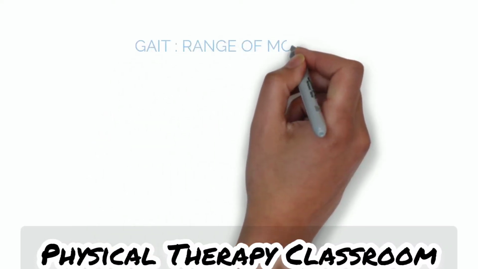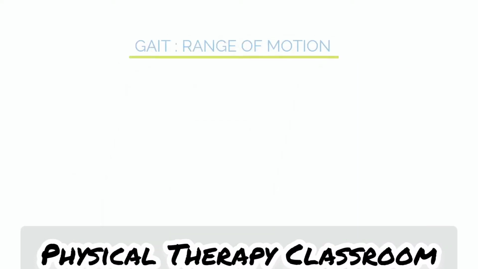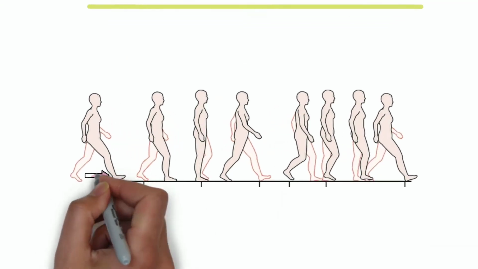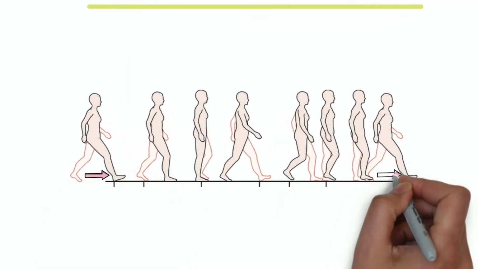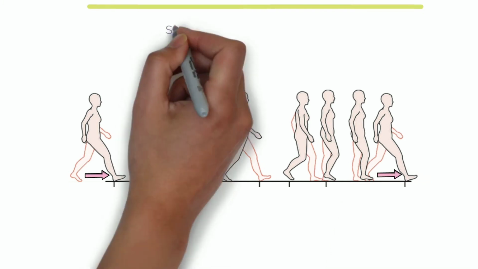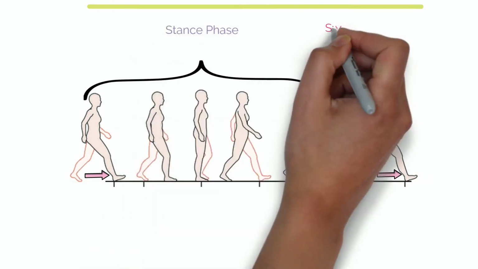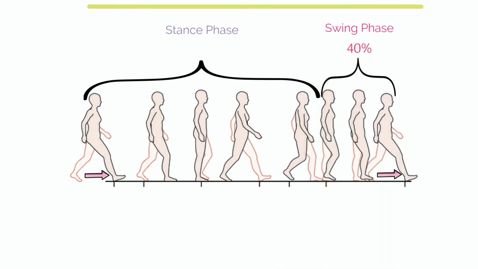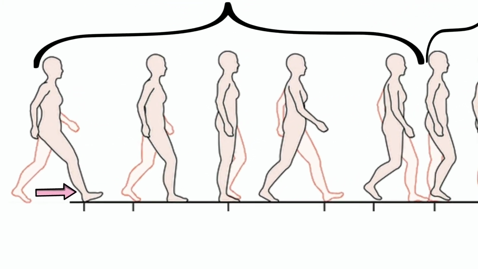Hello everyone, let's take a look at range of motion during gait. The gait cycle is defined as a period from the heel contact of a foot to the heel contact of the same foot. Gait is divided into two phases, the stance phase and the swing phase. The swing phase composes 40% of the total gait cycle, while the stance phase comprises 60% of the total gait cycle. Let's define the events that make up the stance phase.